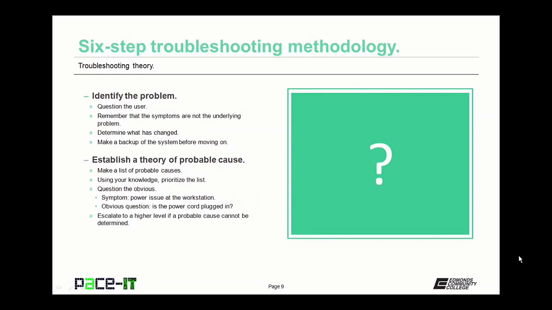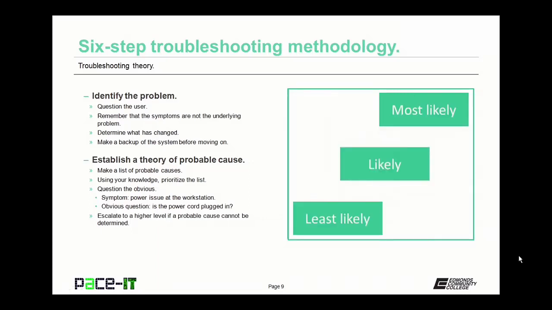Identifying the problem. The first thing that you need to be aware of is the symptoms are not the problem. You need to get down to the base problem. That is the thing that is causing the symptoms to manifest. And to do that, you should question the user. You need to ask them questions about when it occurred and why it occurred. You should try and determine what has changed. And before you do anything else, you need to make a backup of the system just so you can preserve everything as it is. From there, you establish a theory of probable causes.